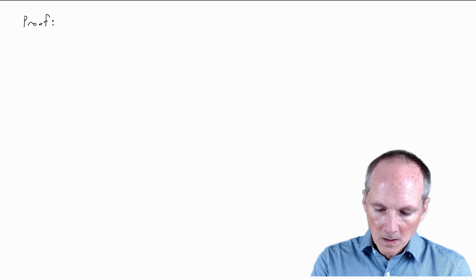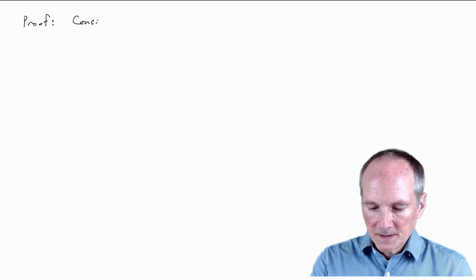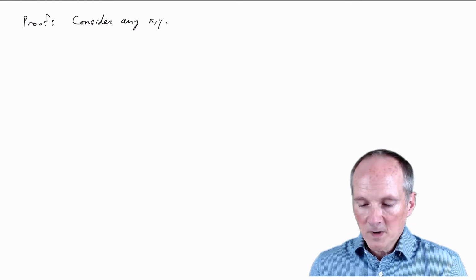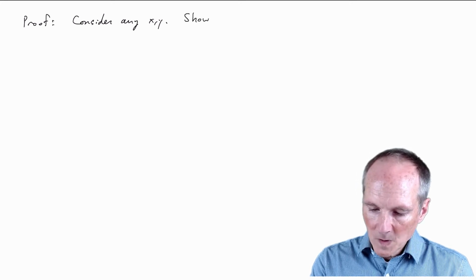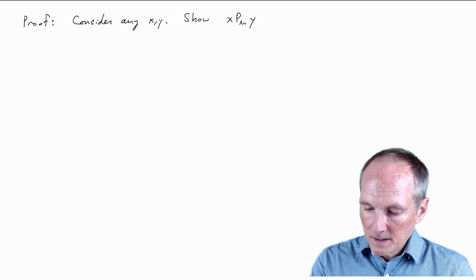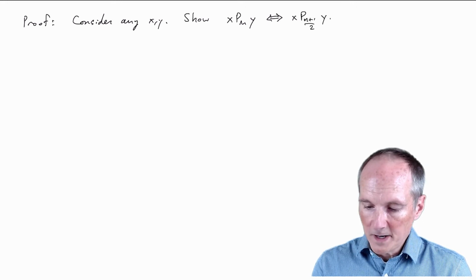I won't be super formal about it, but let's consider any pair of alternatives, x and y. And what we need to show is, well, we need to show a biconditional statement, right? That x beats y if and only if the median voter prefers x to y.